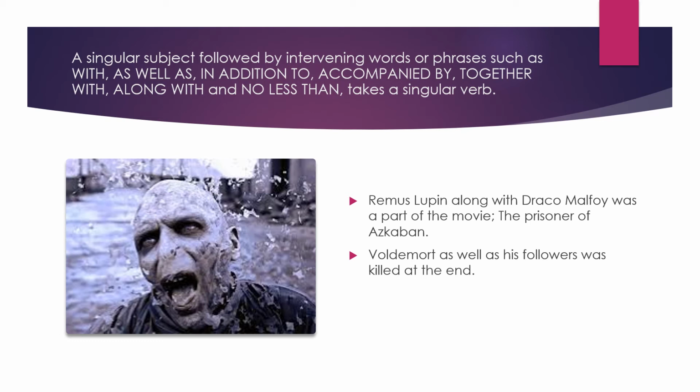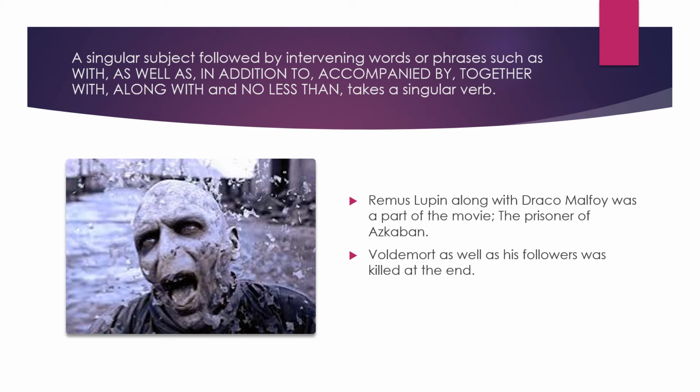Now, to listen to this, we may have an impression that we are talking of two singular nouns joined by the word along with. But because along with is a parenthetical word, an intervening word, it is only trying to give you more meaning of a sentence, wherein the subject that follows these words will never be treated as a subject. Therefore, if I put them within the brackets, it will be Remus Lupin along with Draco Malfoy was a part of the movie The Prisoner of Azkaban.